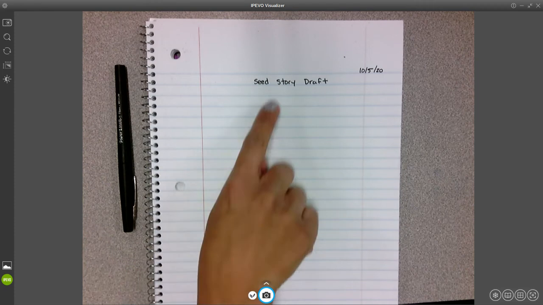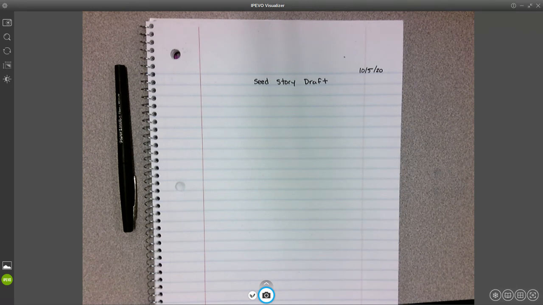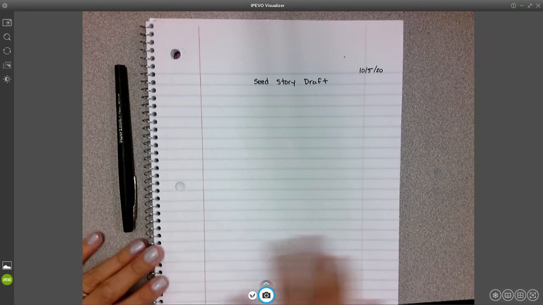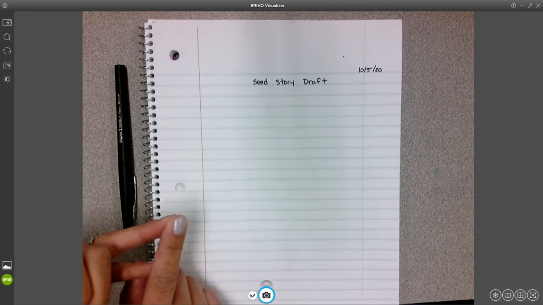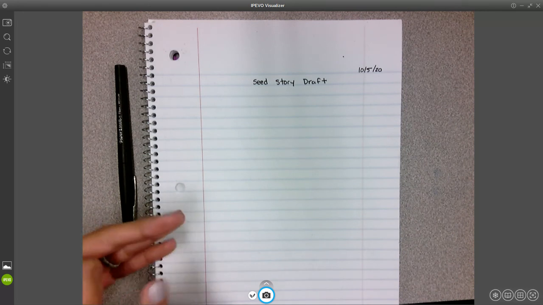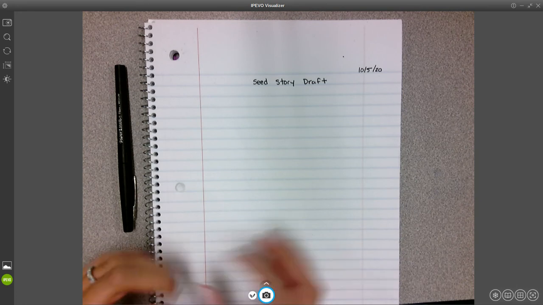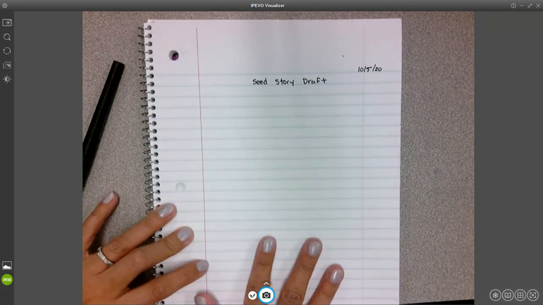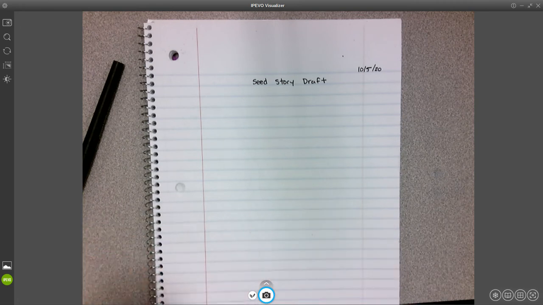All right, friends. So now you should have seed story draft written at the top of your paper, and you should also have the date written. So we're going to work on our first draft of our writing. When you're working on a first draft, your whole goal is to get the story on paper. Your goal is not spelling things correctly. Your goal is not worrying about our neatest handwriting. Your goal is not looking for complete sentences. We are going to try for those things, but our goal is to get the whole story down on paper before we get to those other punctuation, spelling, beautiful handwriting, all of those other goals.